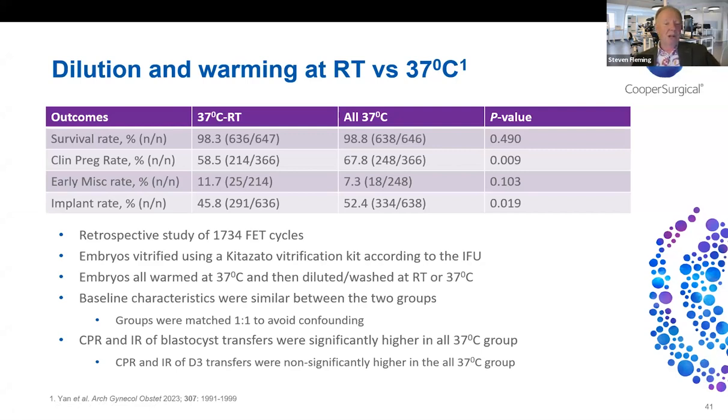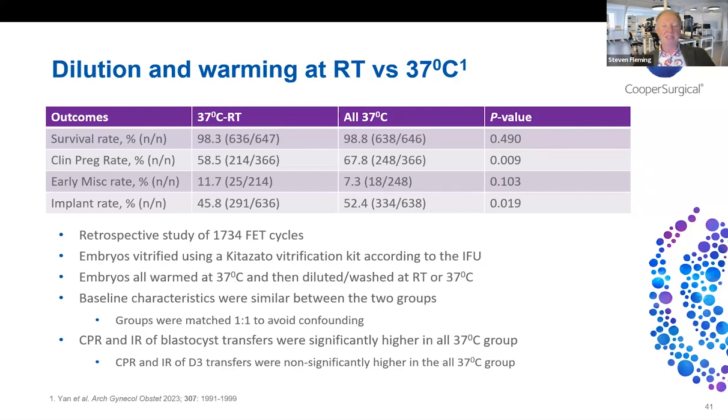Of course, all embryos were warmed at 37 degrees C initially, and then were either diluted and washed at either room temperature or at 37 degrees. So you can see the first column here is warming at 37 degrees and subsequent dilution and washing at room temperature. And the second column along is everything at 37 degrees. And what they found was they controlled for baseline characteristics between the two groups. They matched them 1-to-1 to try and avoid confounding.